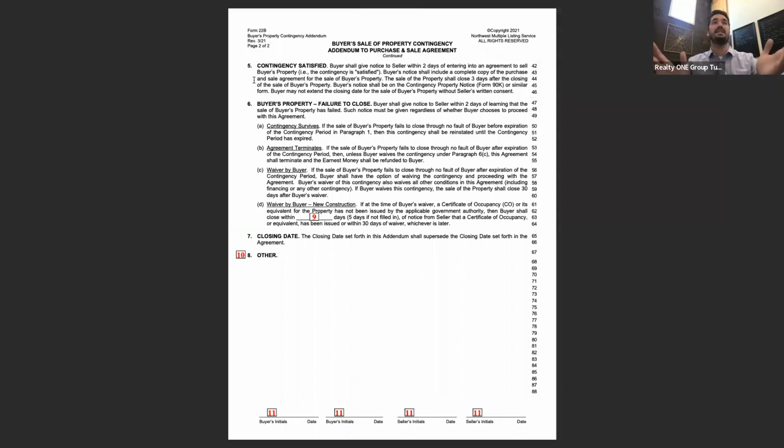Paragraph 5, contingency satisfied. This says buyer shall give notice to the seller within 2 days of entering into an agreement to sell the buyer's property. Buyer's notice shall include a complete copy of the purchase and sale agreement, really important. The sale of this property, the first one, shall close within 3 days after the closing of the buyer's property, who's the seller.